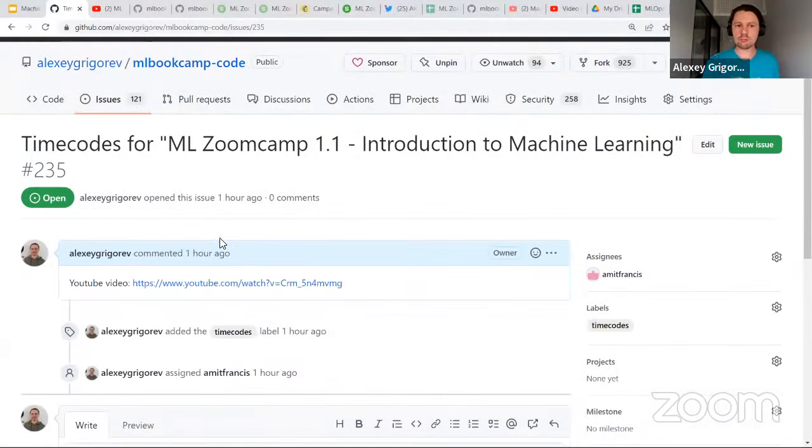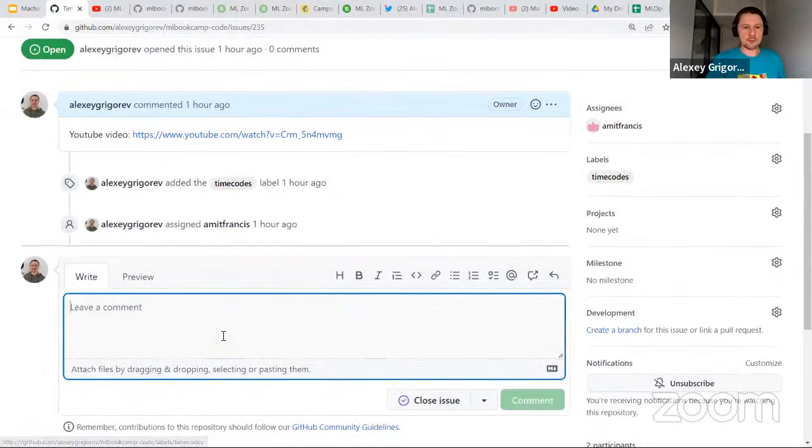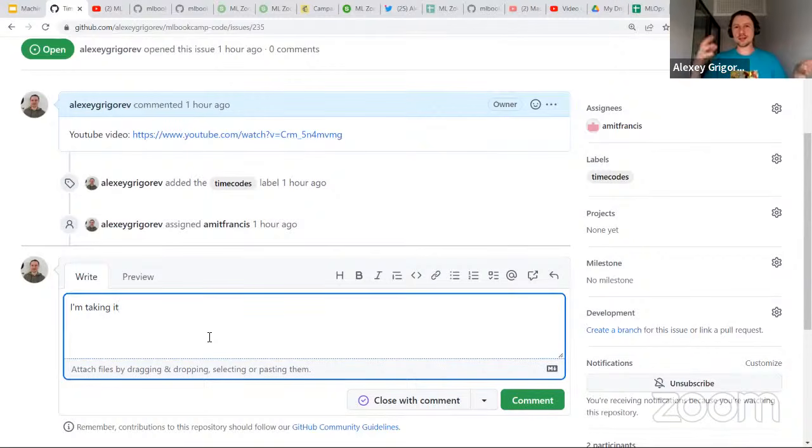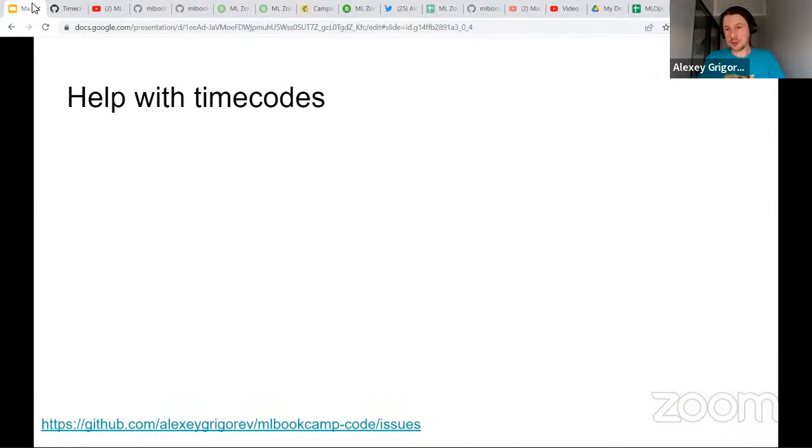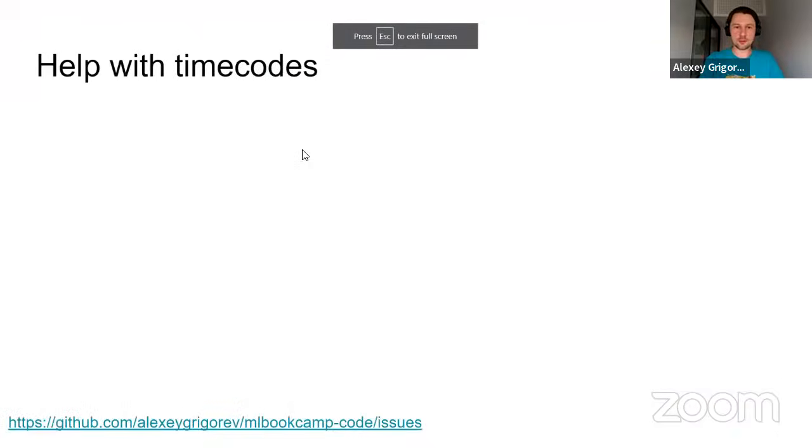So if you want to help other students with time codes, you can do this. Maybe first write something like "I'm taking it", to avoid somebody else starting to work on the same one. Then once you finish doing the time codes, you can just paste them here. You will be watching the videos anyway right now, so you might as well help us with time codes, and many of the students will be thankful to you.